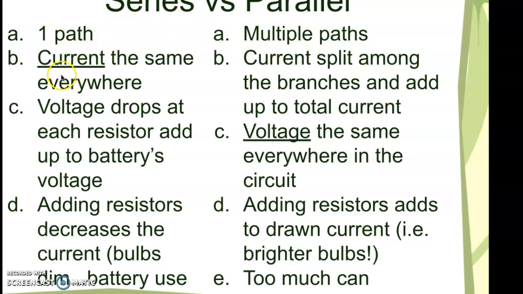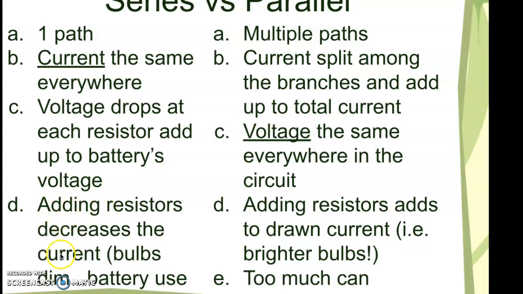In a series circuit, the current measures the same everywhere, but in a parallel circuit, the current actually splits among the branches. In a parallel circuit, the voltage remains constant everywhere, whereas in a series circuit, the voltage drops at each resistor. That can be calculated, and I showed you yesterday how to add those together and make sure that they equal the battery's voltage. So please revisit that if you need to.